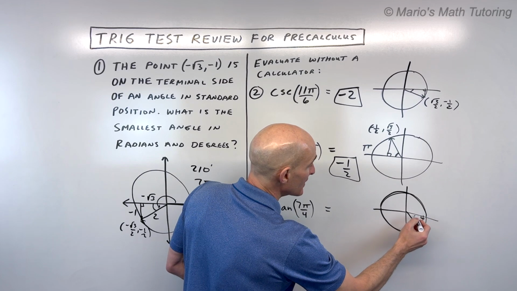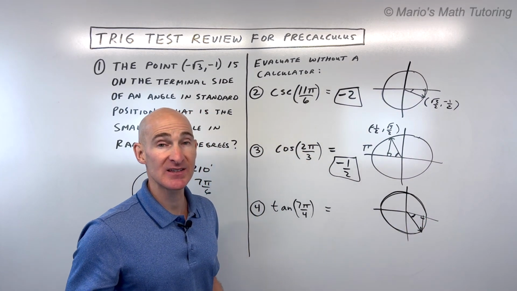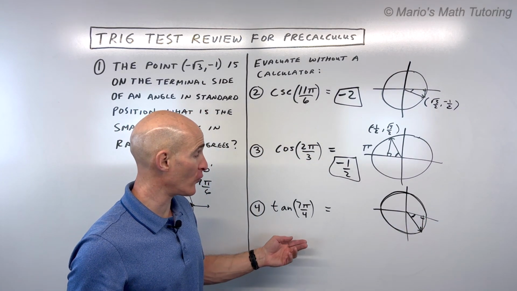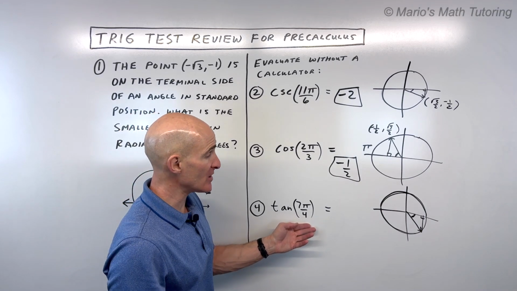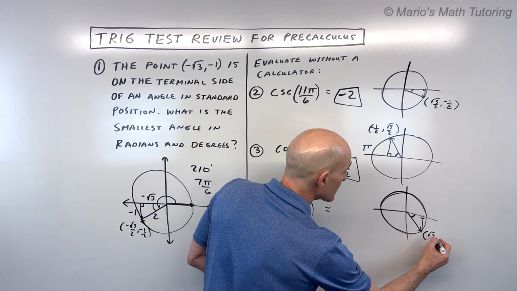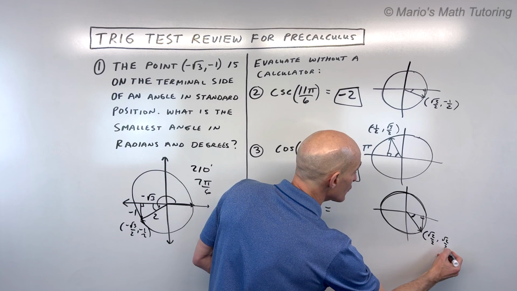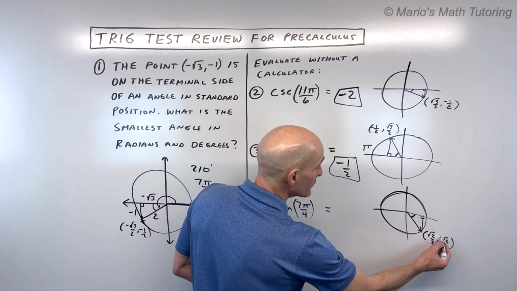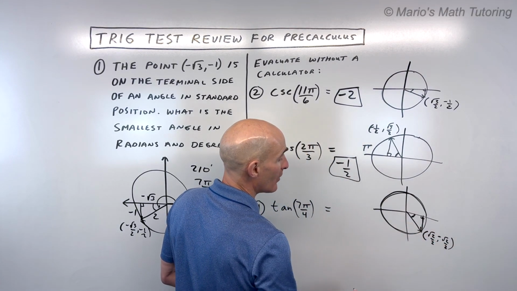If I drop a perpendicular, that reference angle to the x-axis is 1/4 of pi, or pi over 4, which is equal to 45 degrees. And we know the 45-degree coordinates are going to be root 2 over 2, root 2 over 2, but in the fourth quadrant, the y-coordinate's negative because we're going down there.